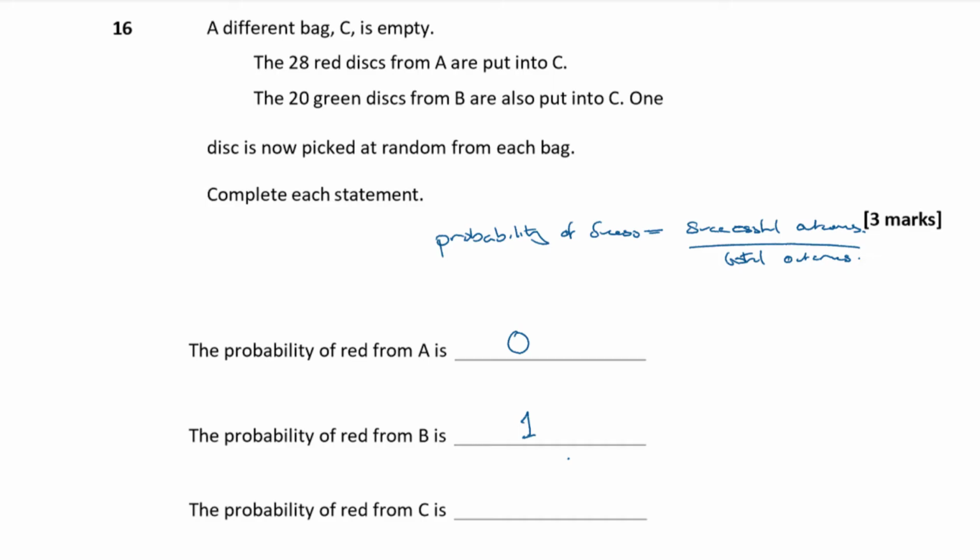And then from C, what is the probability of picking a red from C? Well, there are 28 red discs, there are 20 green discs, so that means you've got 28 chances of picking a red disc out of a total of 48 discs. So the probability is going to be 28 over 48.